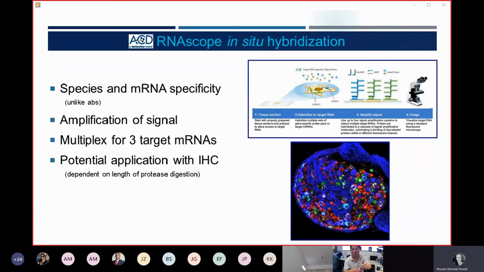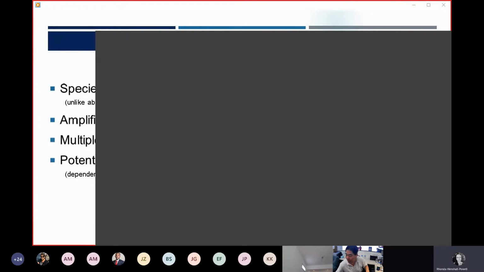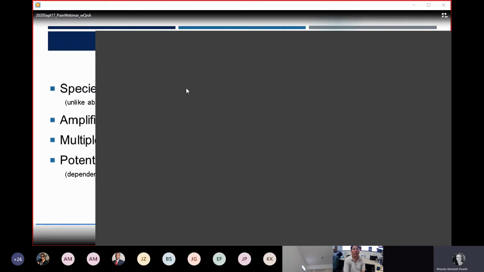You can multiplex for 3 target mRNAs, at least with the V1 kit. I know they have other kits available now where I believe you can do up to 12-plex, but we chose to just do their version 1 kit, so we can label 3 target mRNAs at one time. And then it also shows a potential application of working with immunohistochemistry. So we have 3 target mRNAs labeled in 3 colors, and so we have a 4th channel open, our blue channel, to be used with immunohistochemistry.